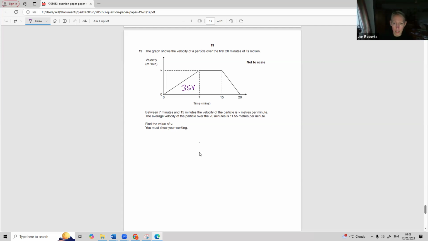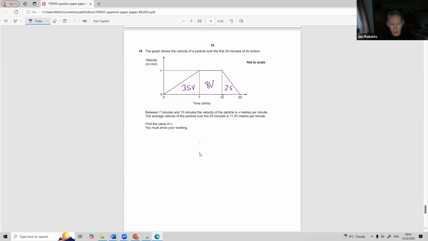And your distance here? Your base is 5, half base times height. 5 times v divided by 2 would be 2.5v. Okay, and we've just got a rectangle in the middle here. So we've got between 7 and 15 as our base, and we've got a height, so we've got 8v.